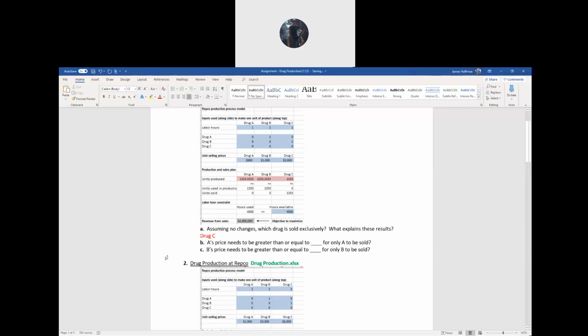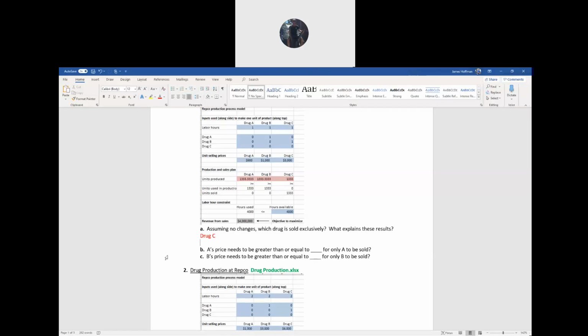All right, and what explains these results? Remember I told you, because there's only one input, which is labor, the money you get by selling the item is only as good as the labor that goes into it. So the identity that determines this is revenue per labor hour. Whichever one is being sold initially has got to be the one that has the highest revenue per labor hour. And so let's calculate.